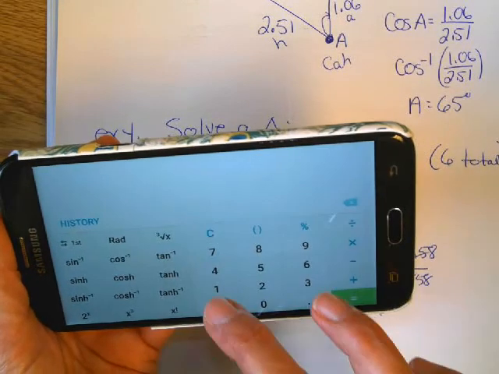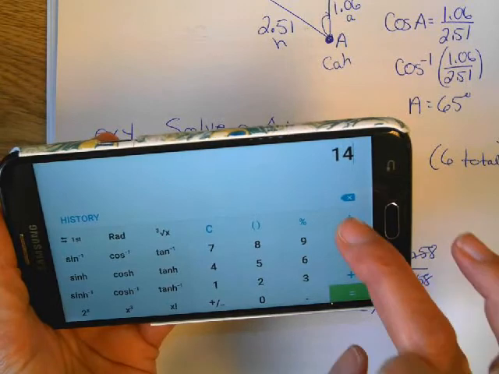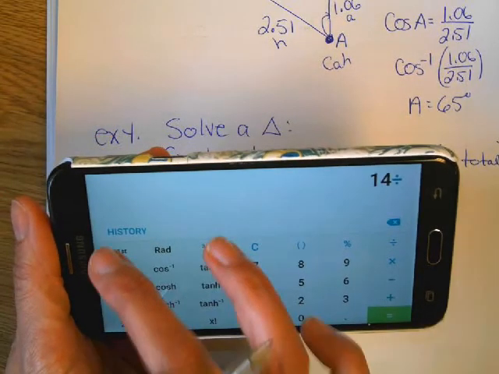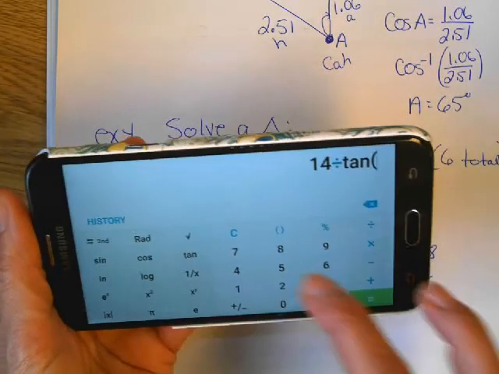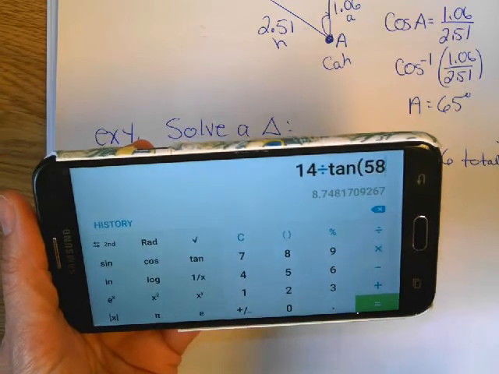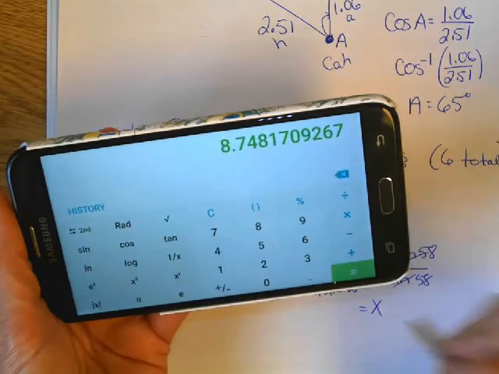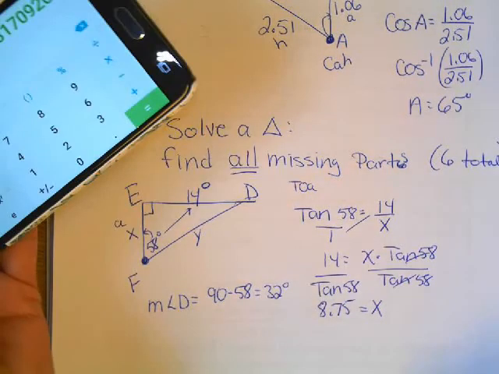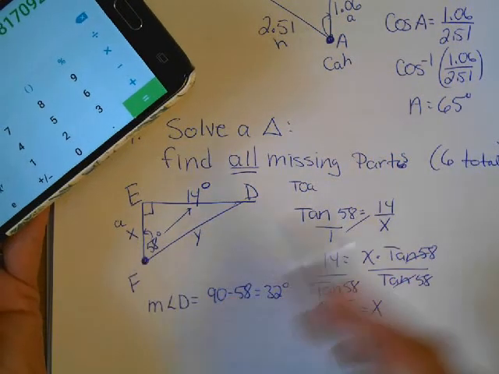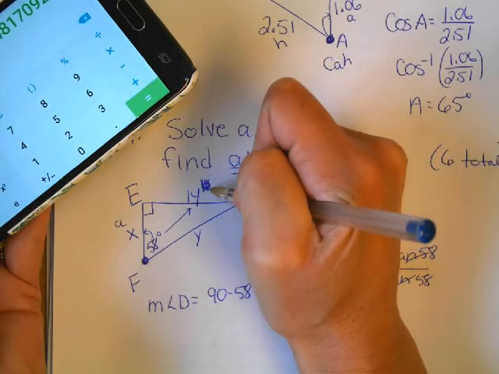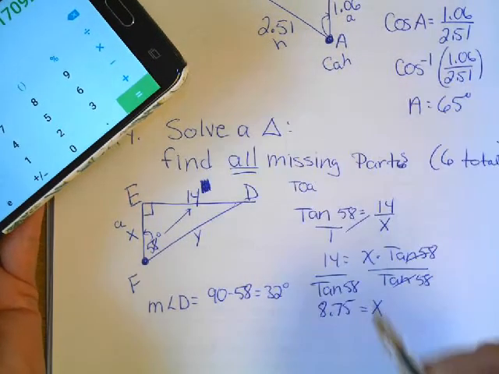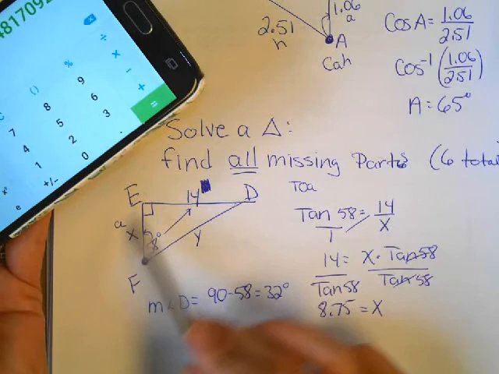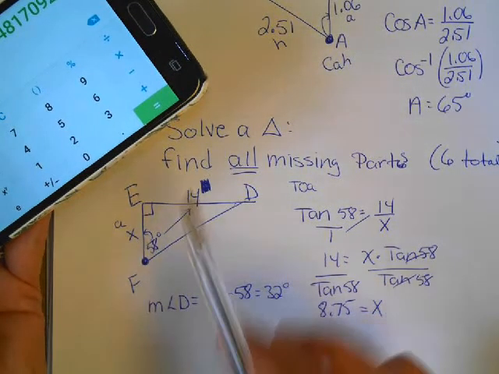Clear. 14 divide. I got to go back to the first tan 58. Make sure you're not using the inverse there. X is 8.75. Oh, I put a degree there, for goodness sake. That doesn't need a degree. That's a side length. At this point, we could do Pythagoras. We could do Pythagorean theorem right now and get this hypotenuse, but I'm going to practice the trig.